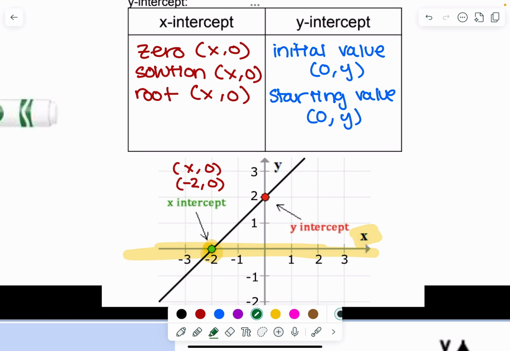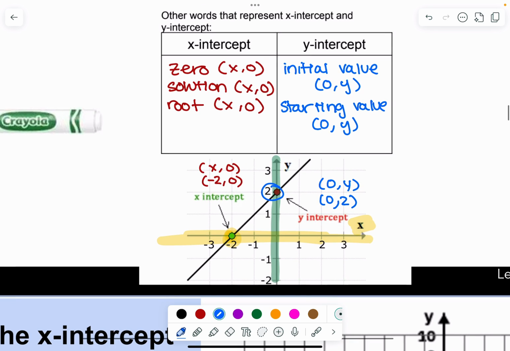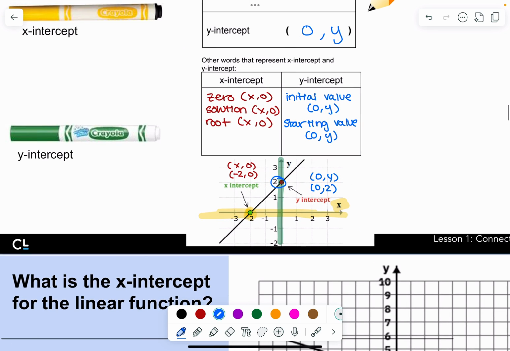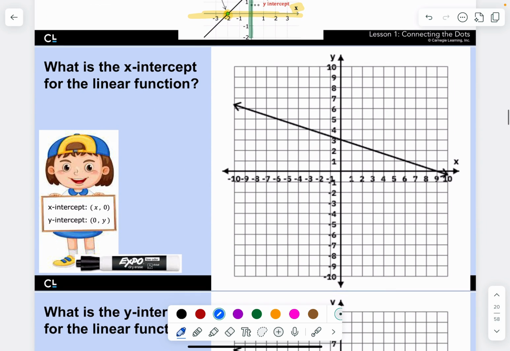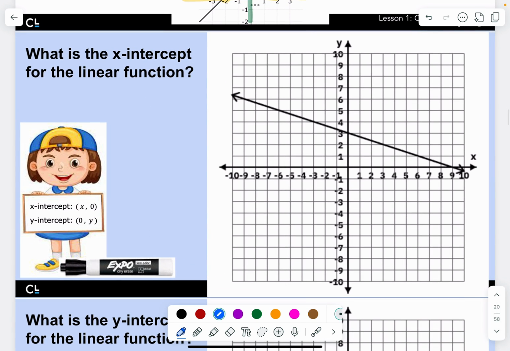Now, if I do my y-intercept, right here, my y-intercept is always going to be 0, comma, y, so 0, comma, 2. Okay, that's all we're learning today is this right here. So right here, just real quick, this isn't on your notes, this is just on the board. I want you to try putting this on your whiteboard and see if you can get the correct answer.